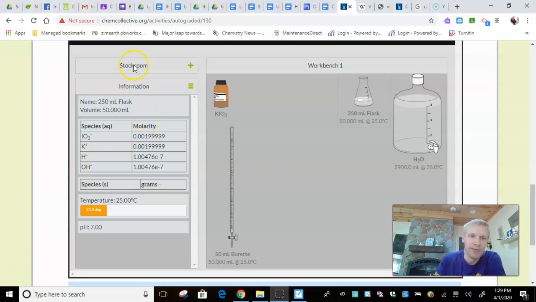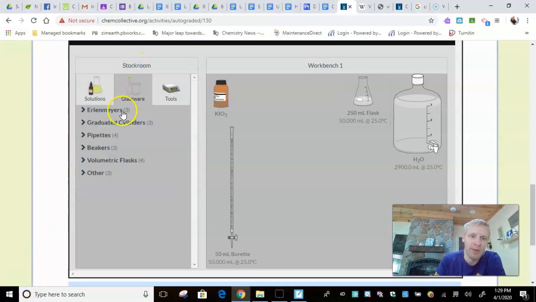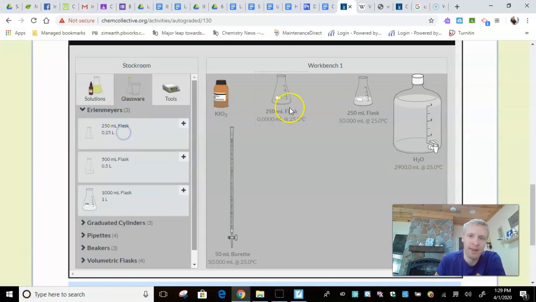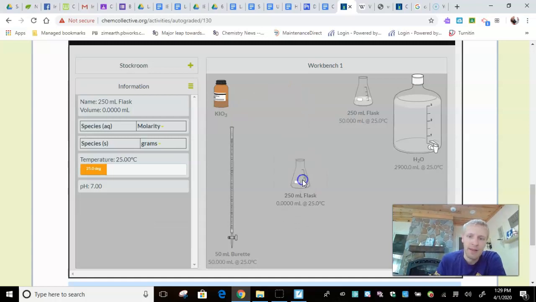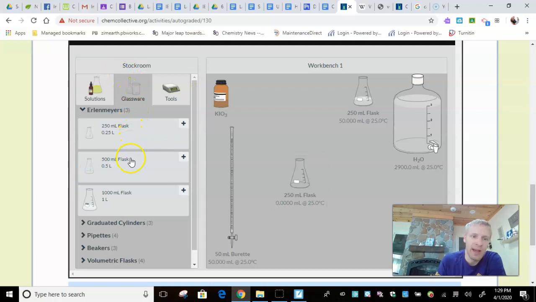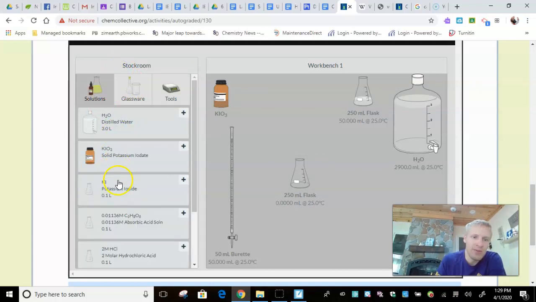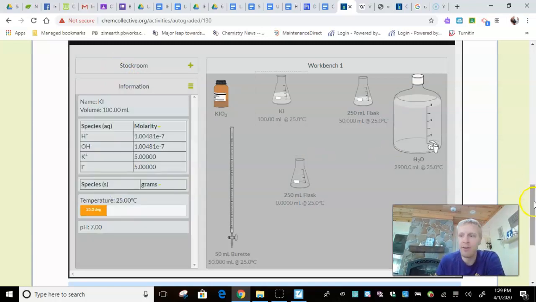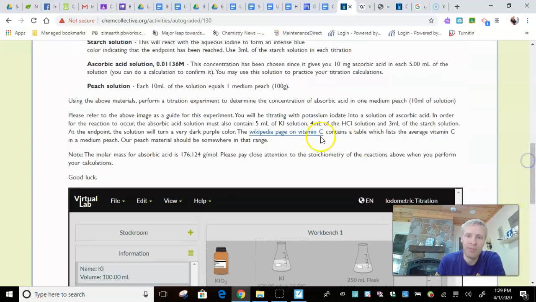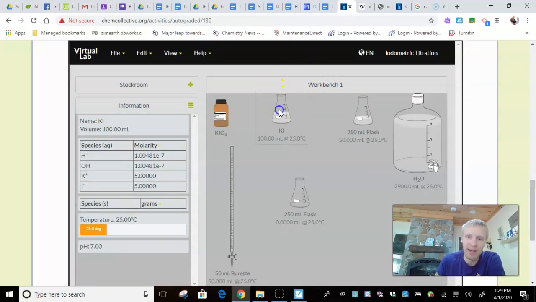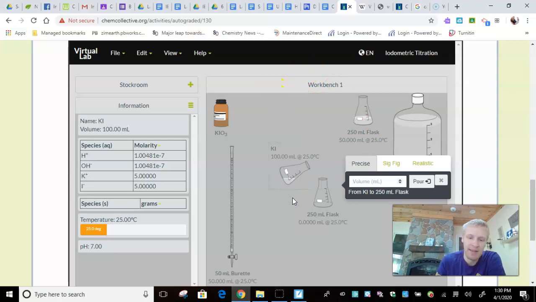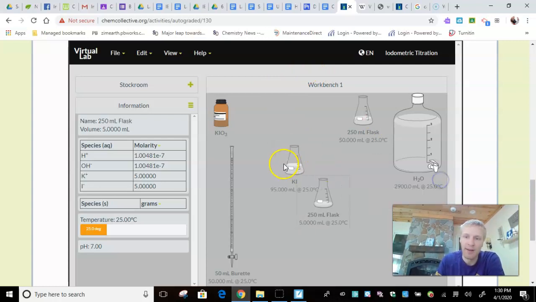All right, so I'm going to need some more glassware, like an Erlenmeyer flask. I like going with 250s. And we need to add our solution of KI. Now, how do I know how much to add? I got to go up here. How much was it telling me? 5 mils of KI. Okay. I'm going to add it to my empty flask and write 5 mils. And I'm going to press pour and exit out.